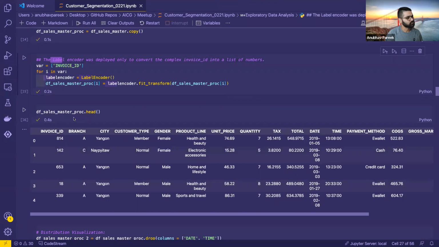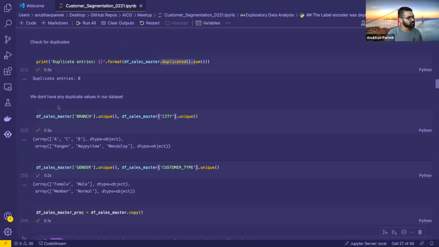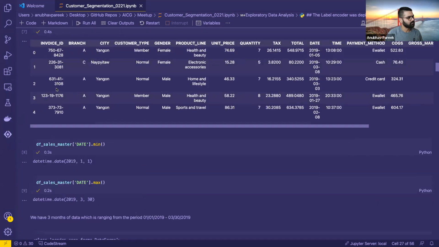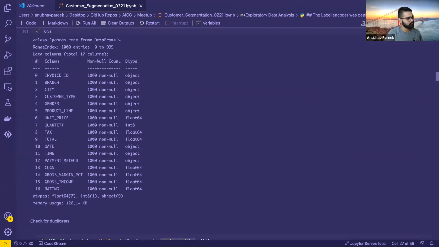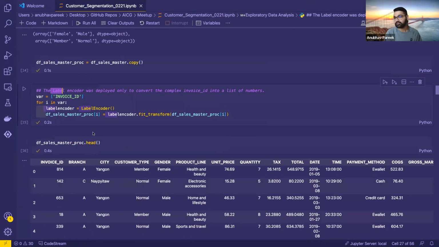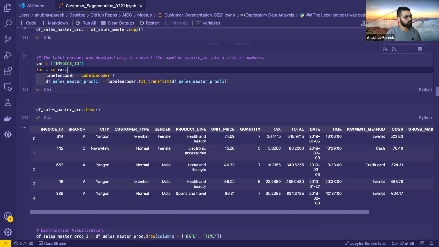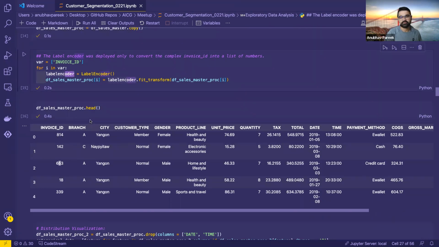Then what we've done, as I showed previously, is that this invoice ID in our data set is a very complex alphanumeric value. We've used something called a label encoder, which essentially converts this complex invoice ID into a list of numbers. That's done to make it easy for us to process when we do clustering in machine learning. We've converted those complex values to simple numbers that are easy to process when we pass this data to a machine learning model. So we've used label encoder, but there are more encoding techniques that you can use. You have one-hot encoding, categorical encoder, and so on.